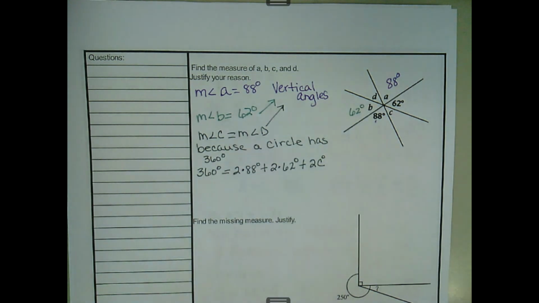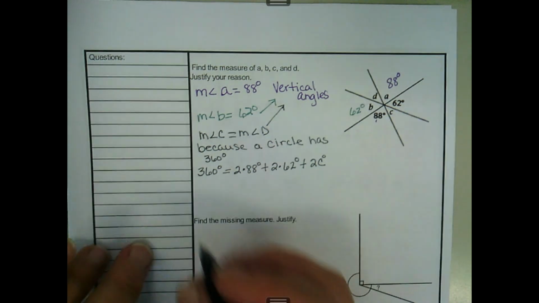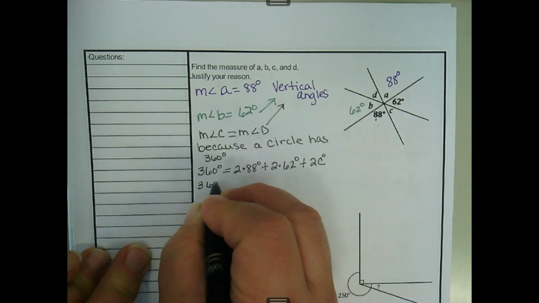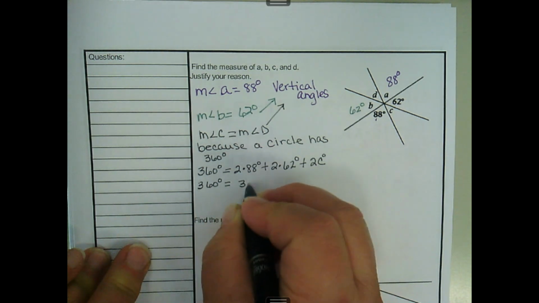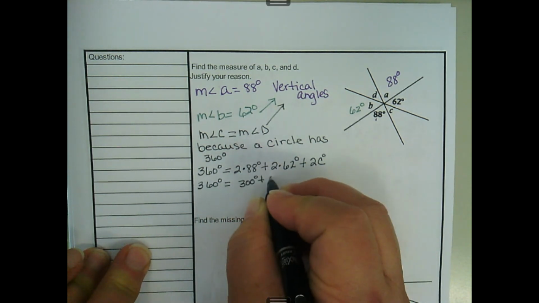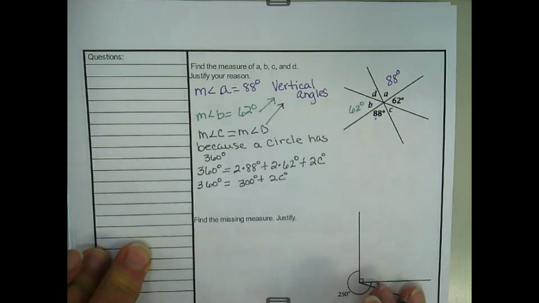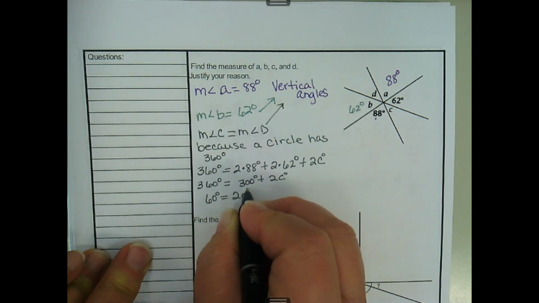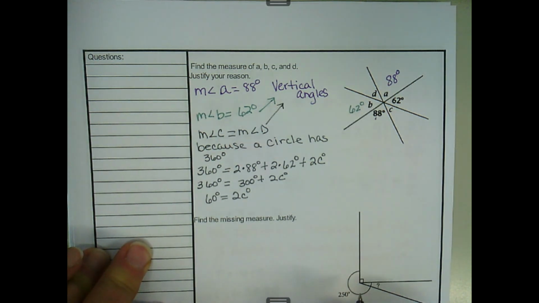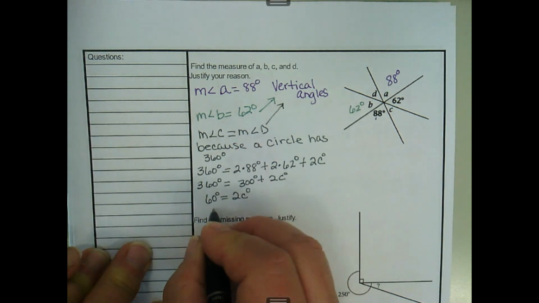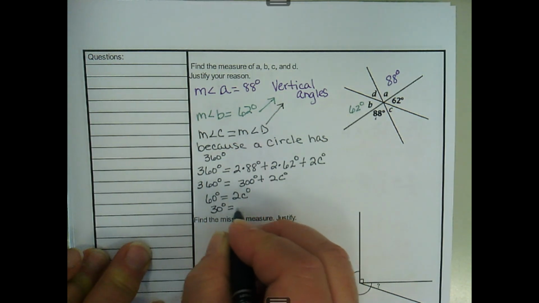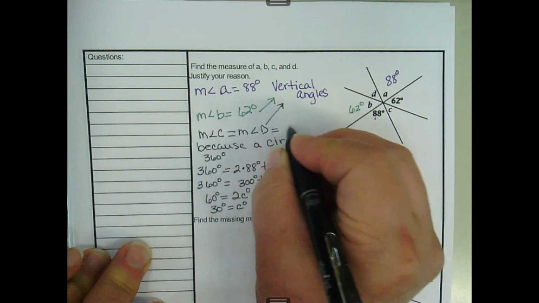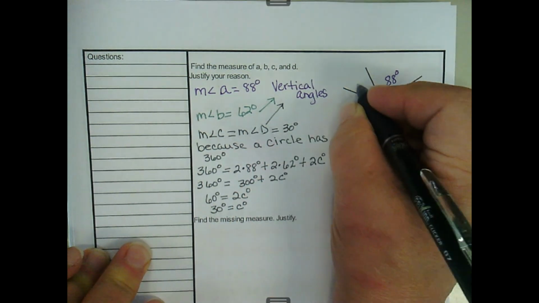Now what? Well, I put this all on the calculator. 360 degrees is equal to 300 degrees plus 2C. Okay, I'm going to subtract 300 from both sides. 60 degrees is equal to 2 times C degrees. I am going to divide by 2. 30 degrees is equal to C degrees. So this is equal to 30 degrees.